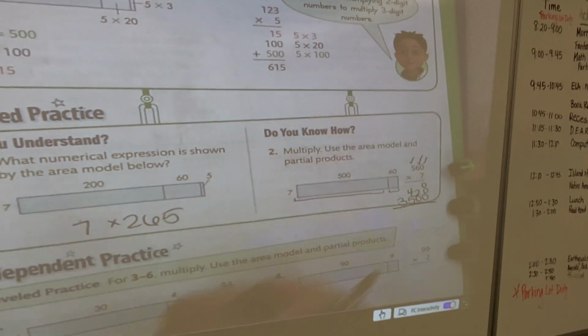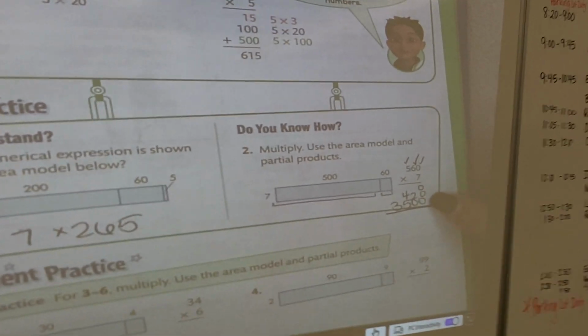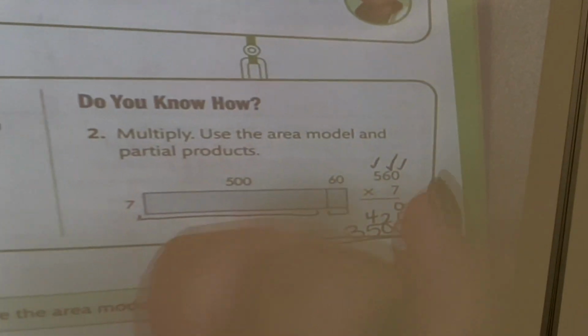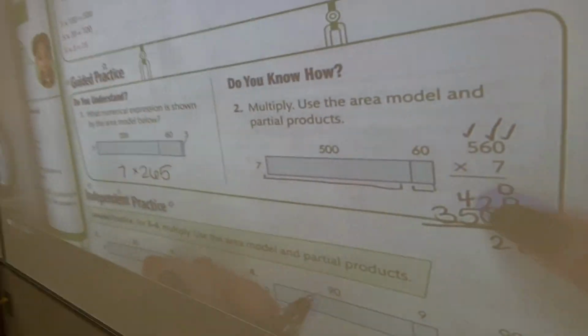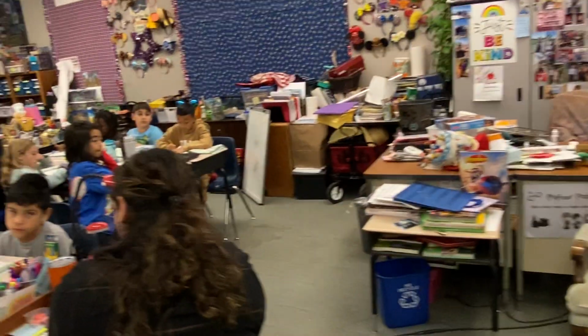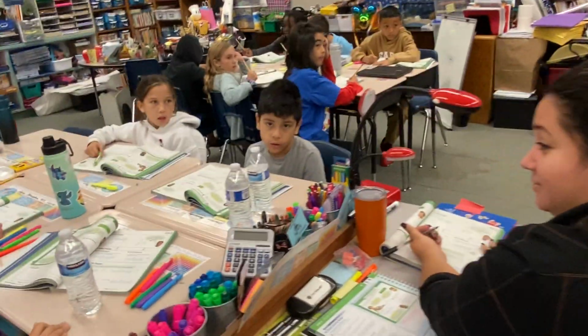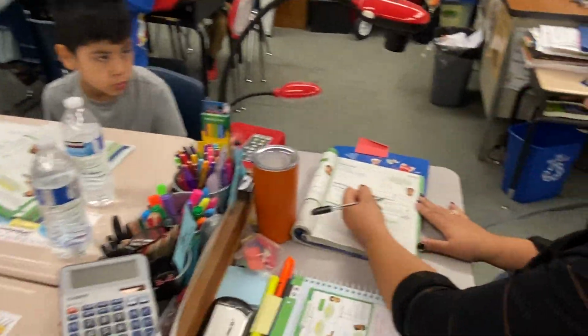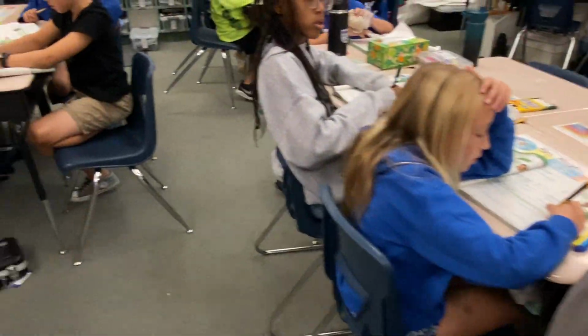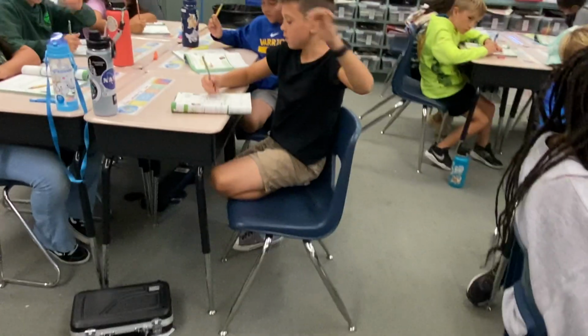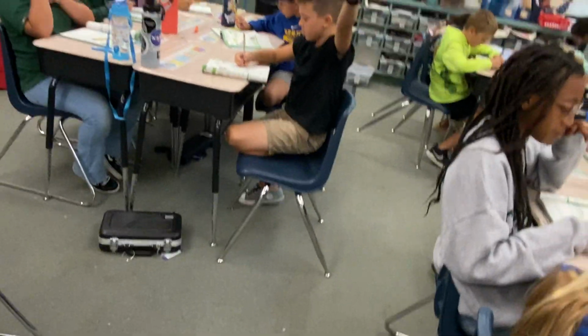And then we would add it all up. 0 plus 0 plus 0? 0. 2 plus 0? 2. 4 plus 5? 9. Nothing plus 3? 3. So the answer for number 2 is 3,920. Same math, just a different visual.